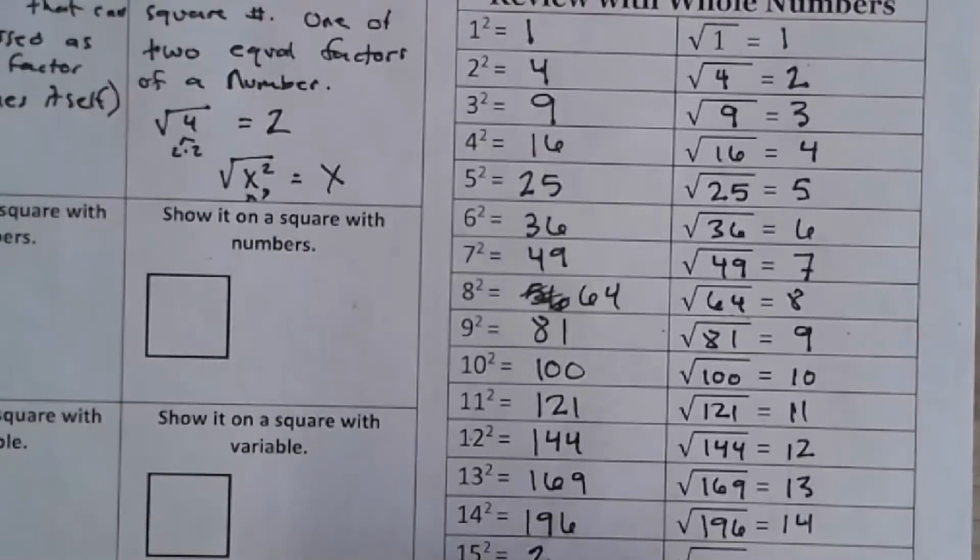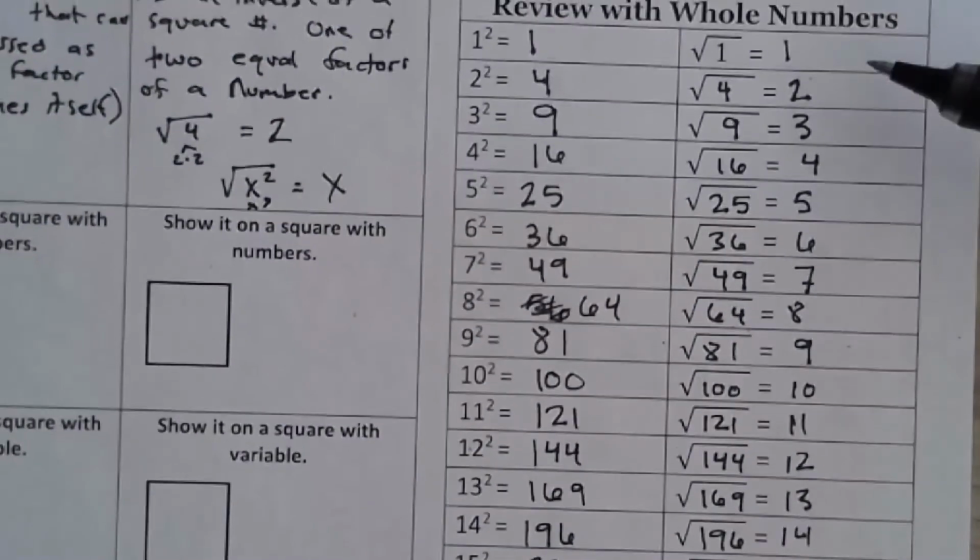15 times 15 is 225. The square root of 225 is 15. Okay, this comes in really handy. If you're not very familiar with your square roots, these are the most common ones that you see.